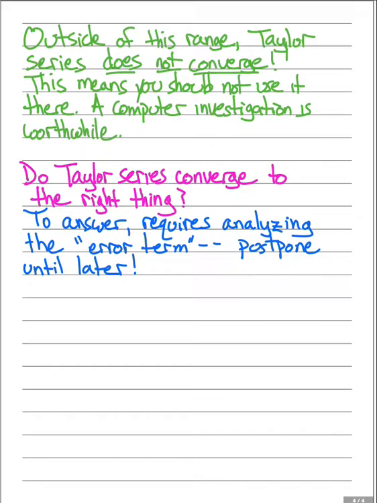So literally, if you were to plug in 2.1 into that series and keep taking more and more and more terms, it would not settle down to something. It would not converge. And this means you should not use it there, right? You can only use a Taylor series to describe a function inside the interval of convergence of the series.